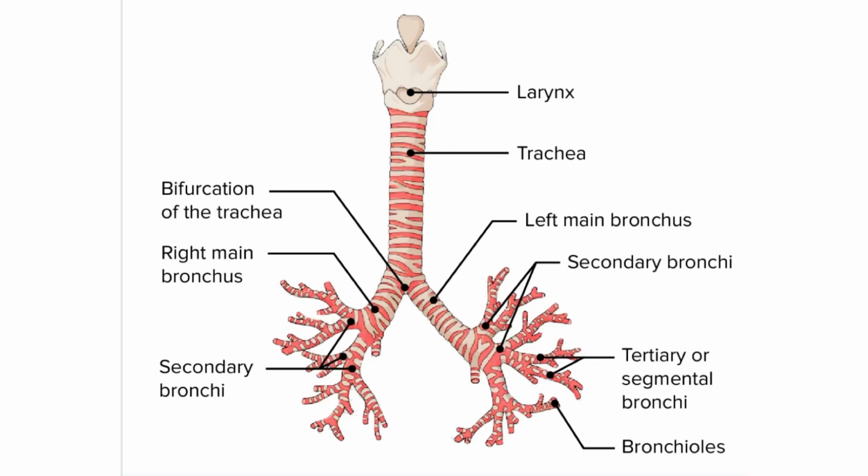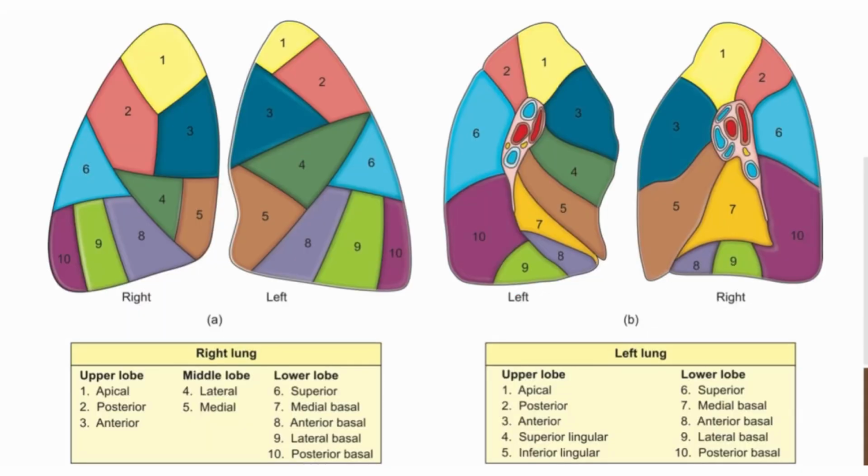Now let's talk about the bronchopulmonary segments. The bronchopulmonary segments are well-defined anatomical, functional, and surgical sections of the lungs. These segments are very important because they aid in efficient air distribution, gas exchange, and also help in isolating infections from the lungs. Now, each of those bronchopulmonary segments is aerated by a tertiary or segmental bronchus.